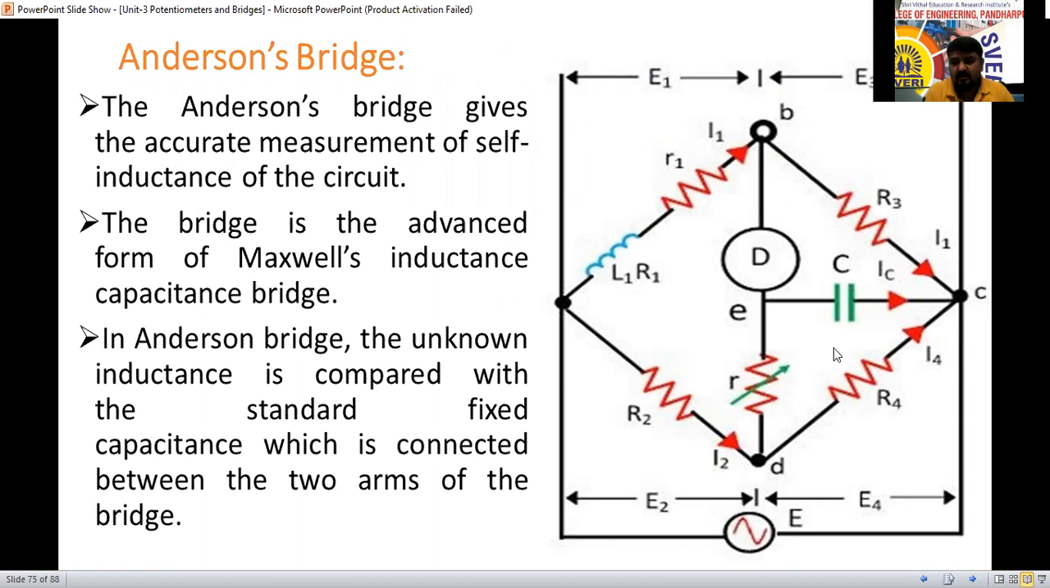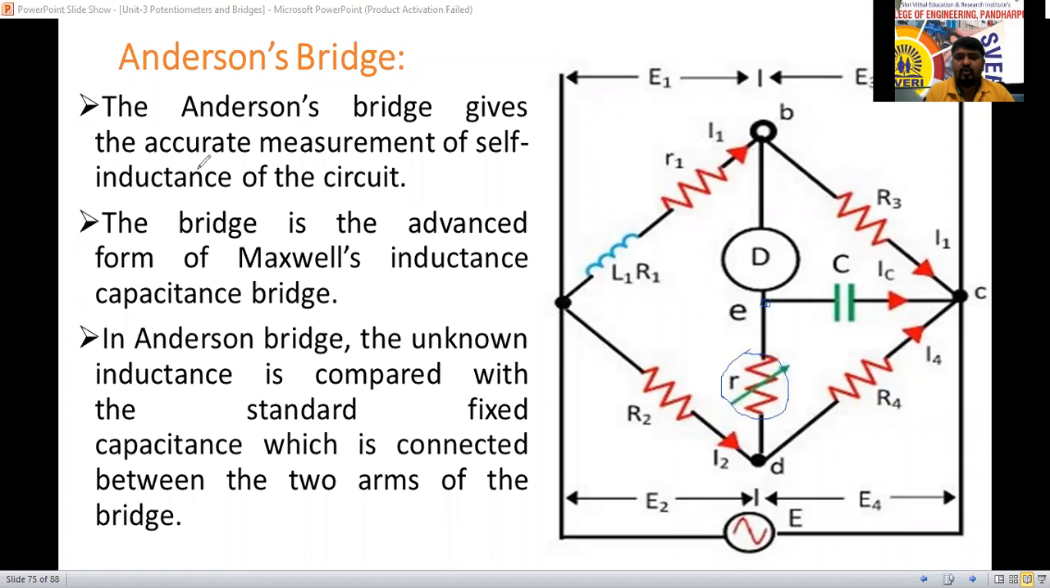Whatever the capacitor connected, we connected it here in the middle, and we have determined one more node here. We have derived one more node that is called E here, and some variable or connecting resistance we have used here in this circuit.